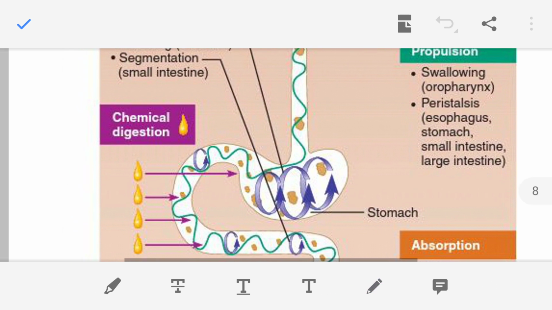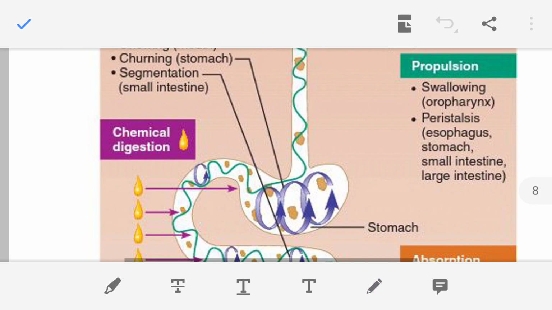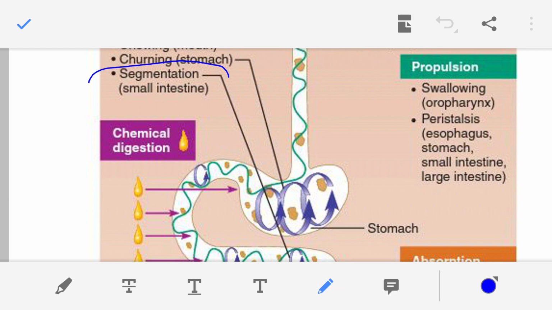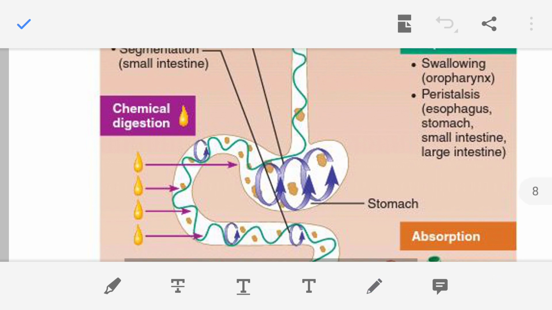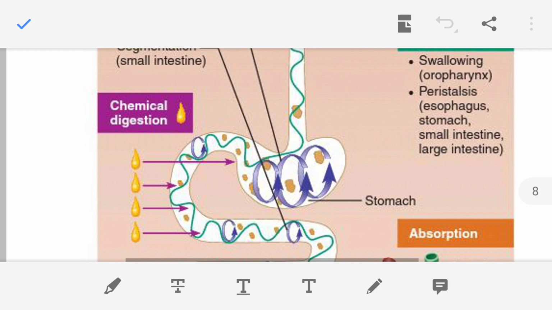And segmentation, where is it taking place? Segmentation is occurring in the small intestine. Segmentation means the breaking of large food material into smaller food particles. That is the meaning of segmentation.